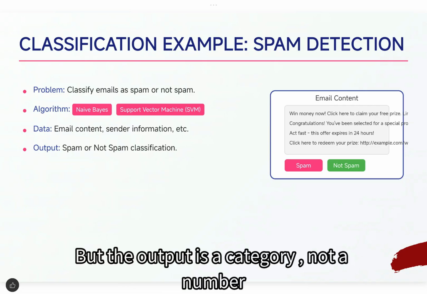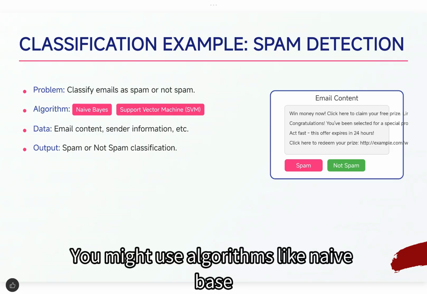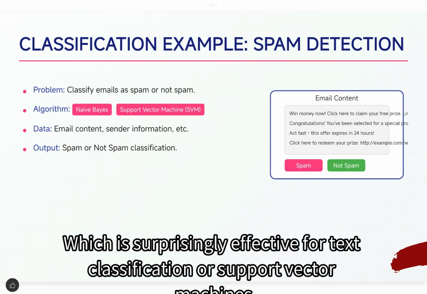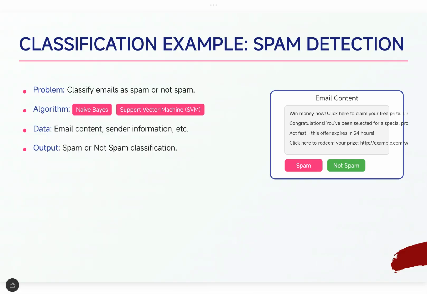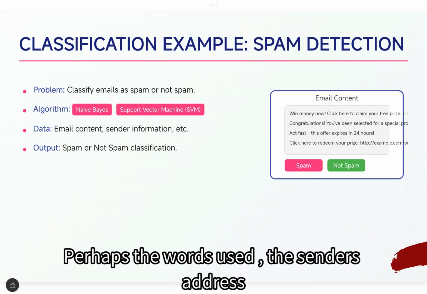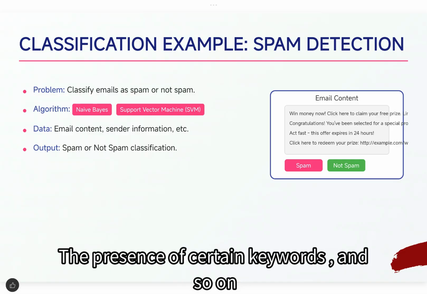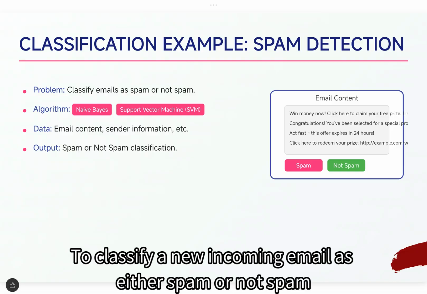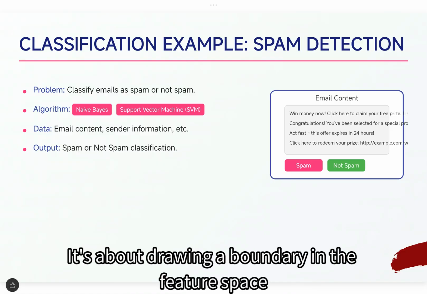Again, this is labeled data, but the output is a category, not a number. You might use algorithms like naive Bayes, which is surprisingly effective for text classification, or support vector machines. The model learns from the features of the emails, perhaps the words used, the sender's address, the presence of certain keywords, and so on, to classify a new incoming email as either spam or not spam. It's about drawing a boundary in the feature space.